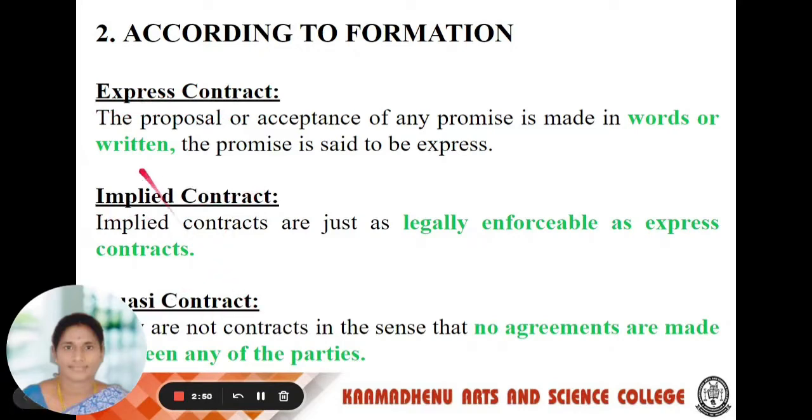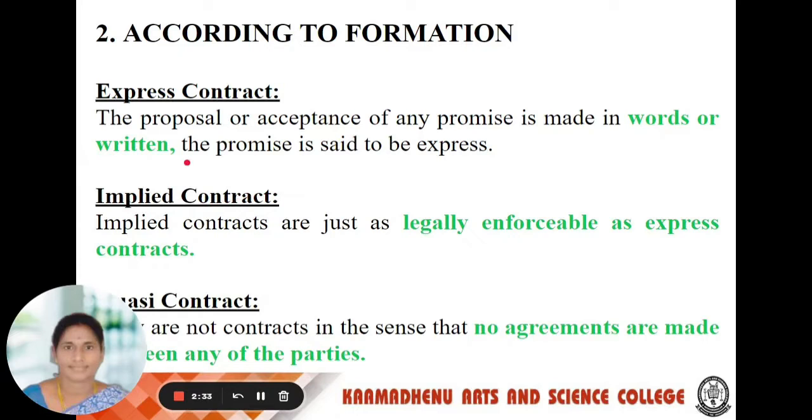What is the express contract? An express contract is expressly agreed between two parties, in words or in writing. The promise is said to be express. That is called the express contract.